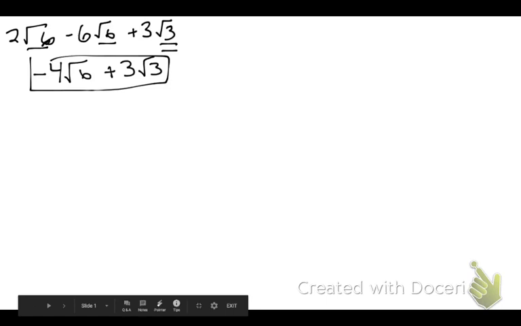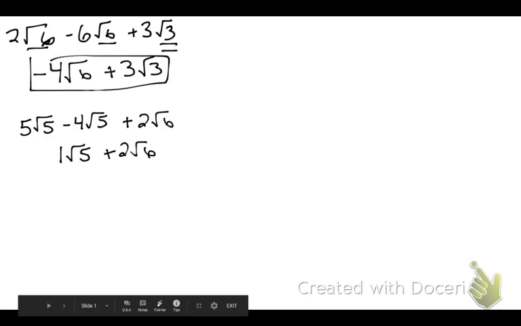It is 5 root 5 minus 4 root 5 plus 2 root 6. Hit pause and give it a shot. What'd you get? Well, 5 minus 4 would be 1, so this would be 1 square root of 5 plus 2 square root of 6, and this would be correct.